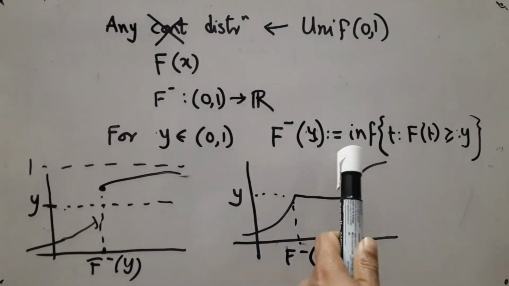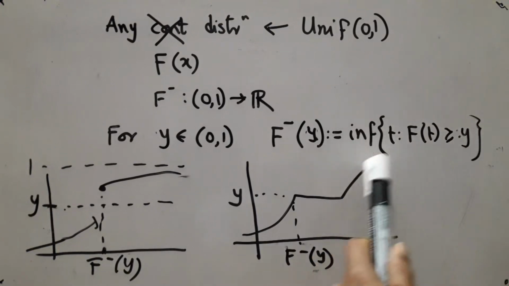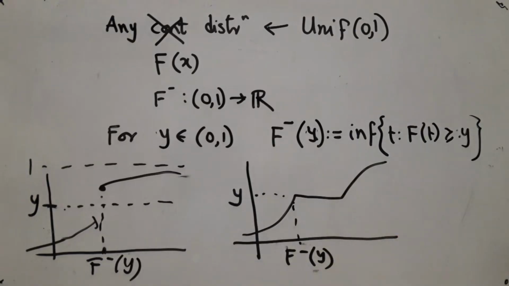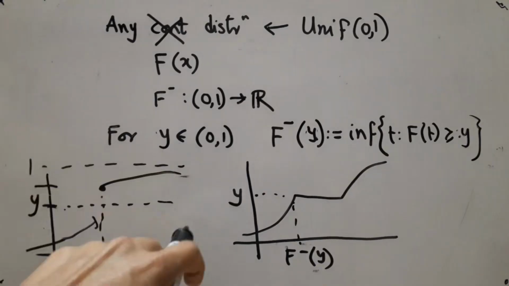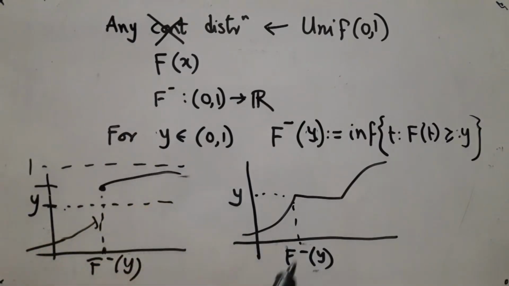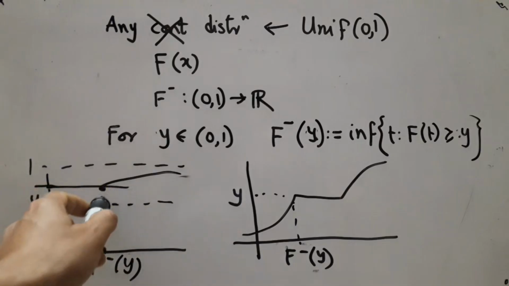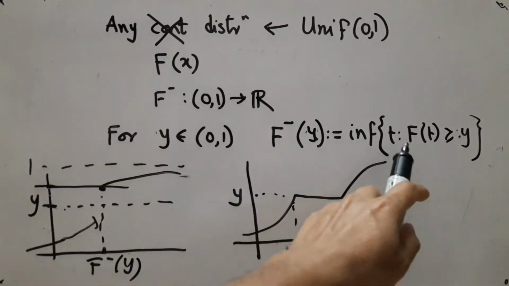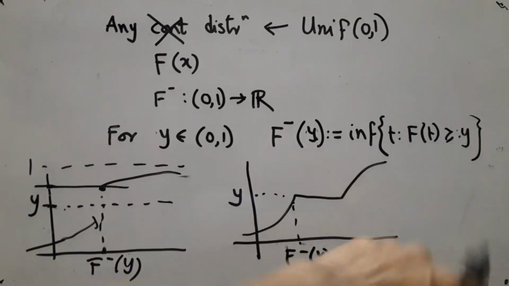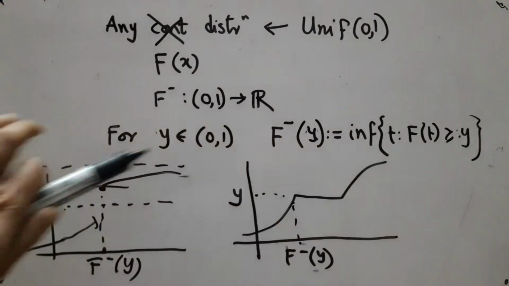Now let me assure you that this quantity is always well defined. For this I need to show that this set is non-empty and bounded from below. It is non-empty because since y lies strictly between 0 and 1, you can always take a value between y and 1. And since a distribution function must go to 1 as x goes to infinity, somewhere or other it must cross that value. So that particular value is bound to be inside this set. So this set is always non-empty.